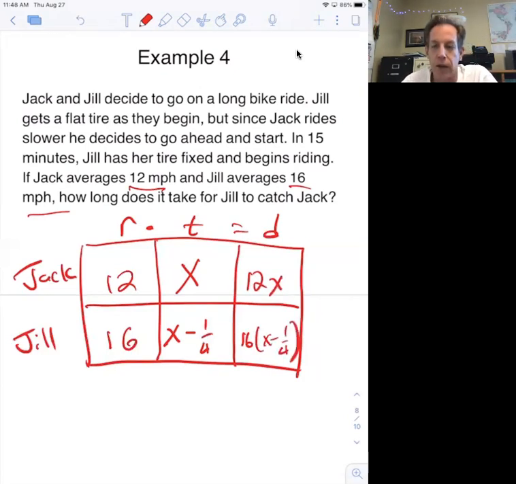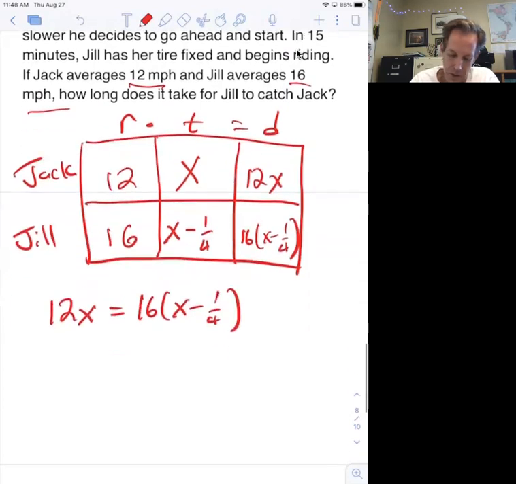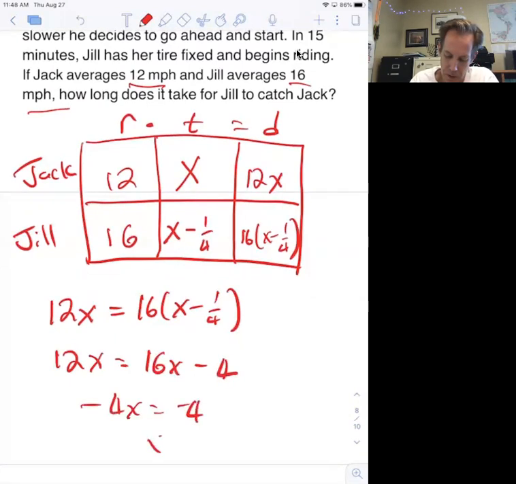Now, in this case, they are going the same direction, but what's more important is that they're going the same distance. So we're going to set their distances equal to each other. 12x equals 16 times x minus 1/4. All right, so solving this equation, we get x equals 1.